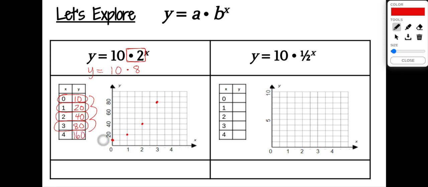So let's connect the points. Do this with me. We're going to connect the points. We're going to see this nice exponential curve, this growth here. See how it starts off small, but then it really flies, right? It really curves up, and we see a lot of growth.